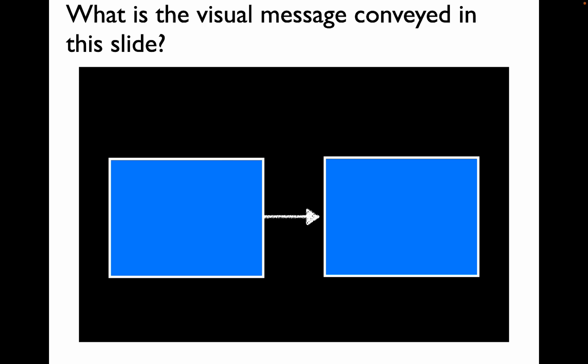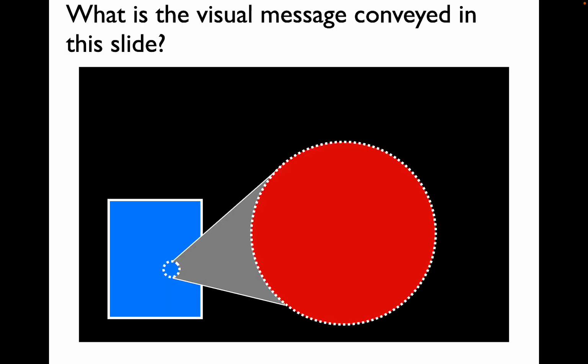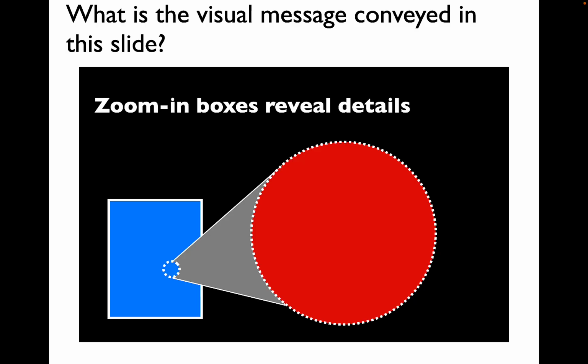Another side by side, but this one's a little bit different. This time we've got an arrow connecting the 2 elements. That screams to us cause and effect. Another way we can illustrate the relationship between multiple pictures is with a zoom in box, and that reveals details and allows us to see both big picture and smaller scale things.